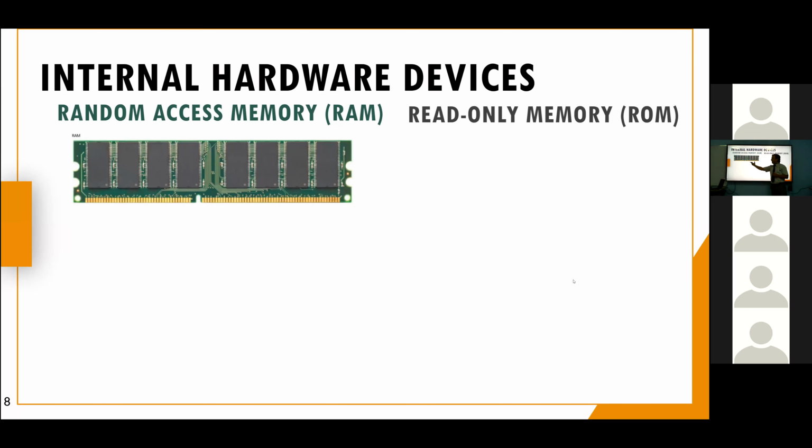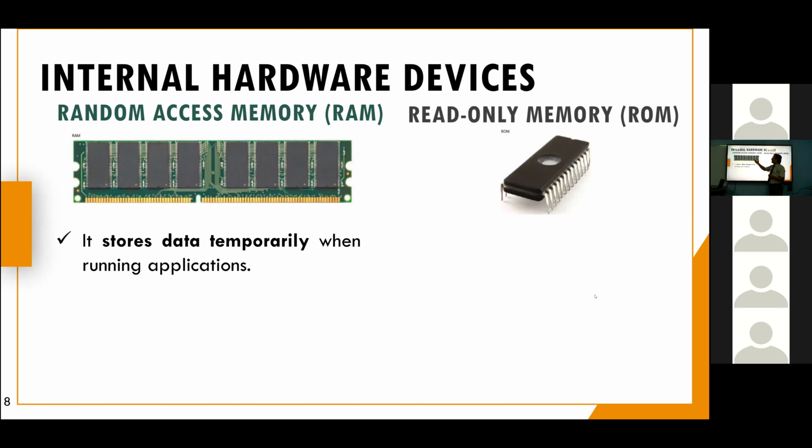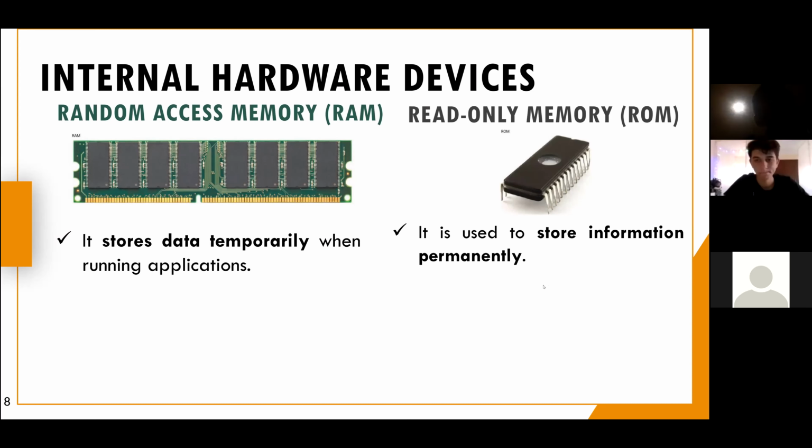RAM is like this in the picture, and there are some RAM types, for example small size and big size, but according to our motherboard, we can use our random access memory. Read-only memory, like here in the picture, is like a chip with some legs, and it runs on the motherboard. Random access memory stores data temporarily when running applications. It means when you switch off your computer, it loses our data. And ROM is used to store information permanently.